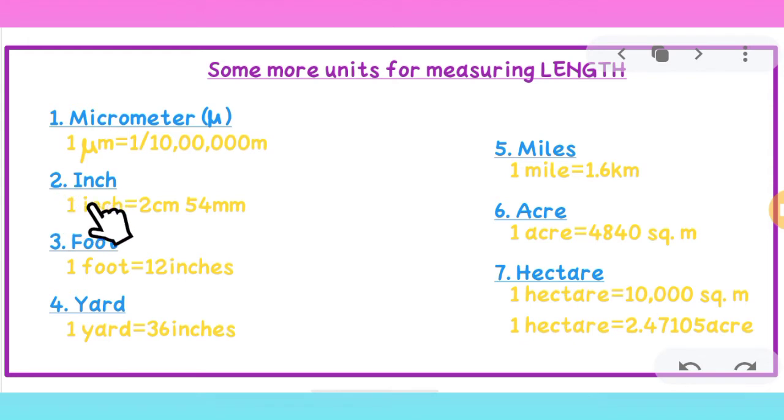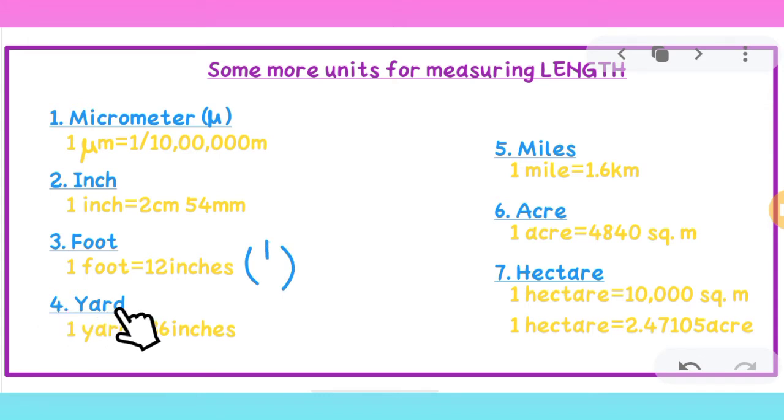Now next is our inch. 1 inch is equal to 2.54 centimeters. Inch is also a measuring unit. We generally use inch for measuring cloth or for measuring a human body. Next is foot. 1 foot is equal to 12 inches. Foot is most of the time used for measuring the height of a human body. It is generally measured in foot, and it is represented by an apostrophe also.